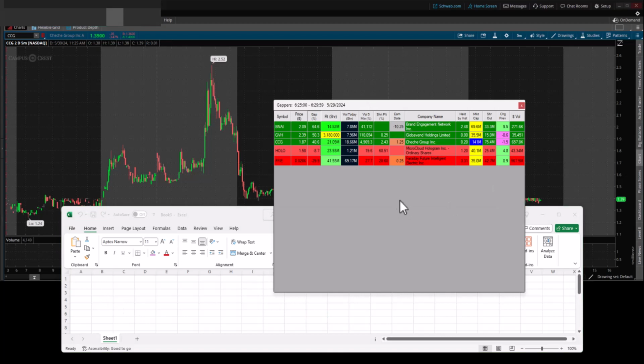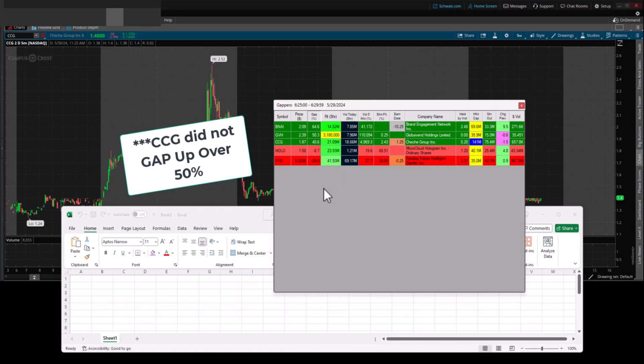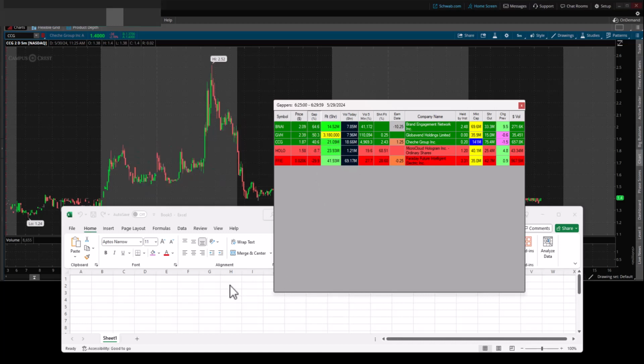This right here is the scanner for yesterday, for May 29th. This is filtered for anything that has a pre-market volume over 1 million shares traded, and anything that had gapped up over 50% for the day. That's these three right here. So I'm going to work on these three for now.